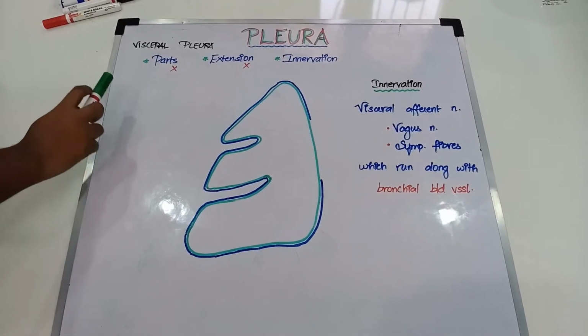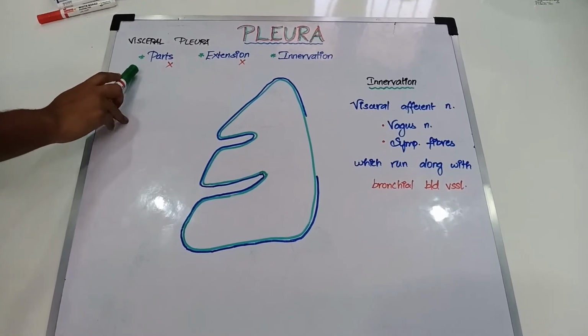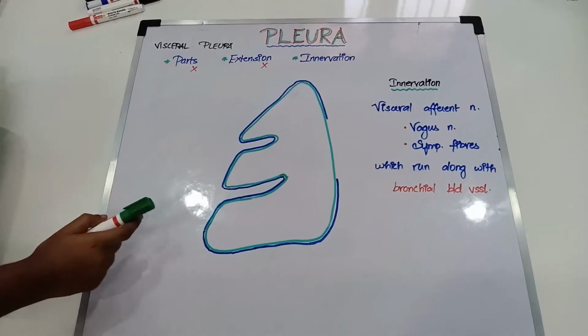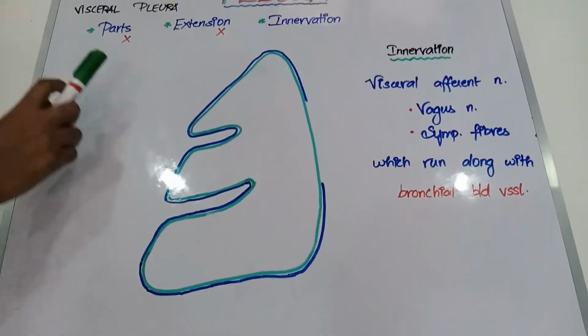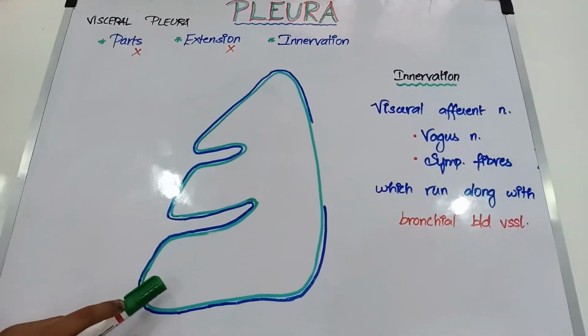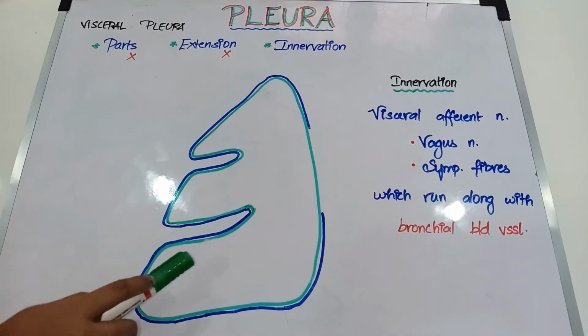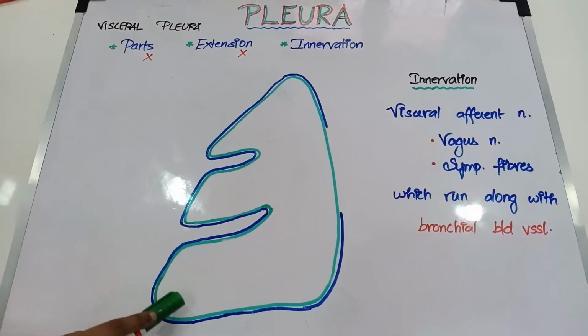Visceral pleura. So now we'll see about the visceral pleura. Unlike the parietal pleura, which has a costal part, cervical part, mediastinal part and diaphragmatic part, it does not have any parts, because it is just related to the lungs. So it goes along with the fissures of the lungs and is just related to the lungs.